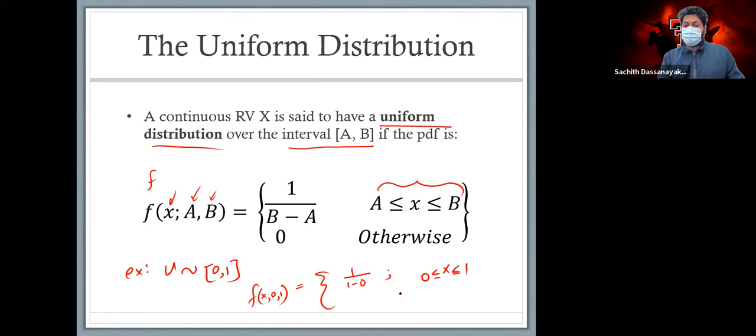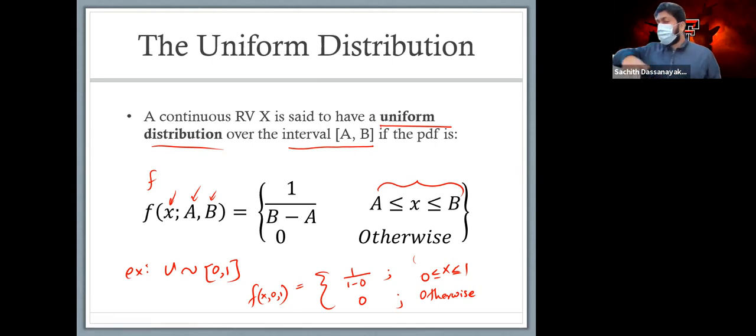So all values outside this range, otherwise, meaning any other x values except whatever is within this range, is 0. Here it is just 1. 1 over 1 minus 0 is 1. Clear? Okay. So if you need to show the PDF, you have to write it like this. This is a nicer way to write it. Otherwise, you have to mention it.